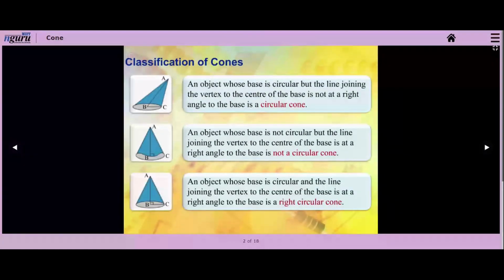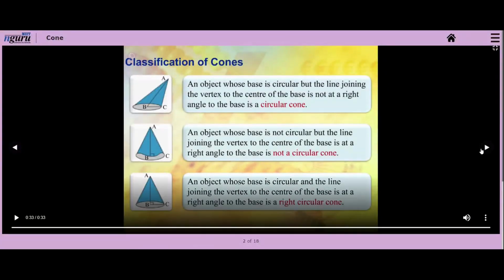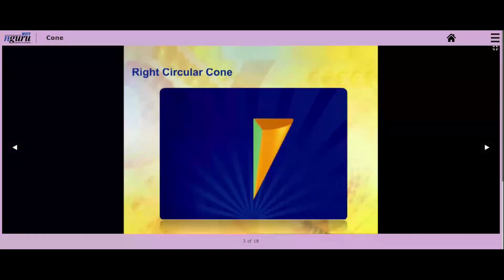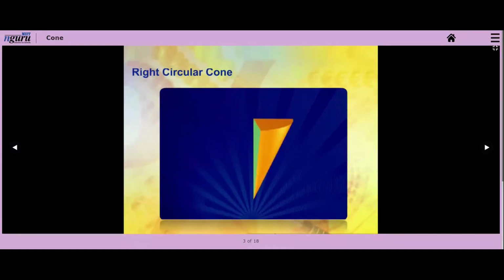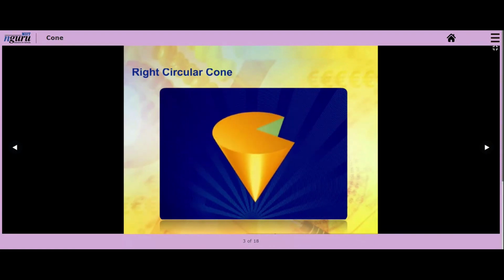An object whose base is circular and the line joining the vertex to the center of the base is at a right angle to the base is a right circular cone. So a right circular cone has the vertex joining the base at right angles. Observe that a right circular cone is obtained when a right triangle is rotated about any one side. Here, the line joining the vertex to the center of the base is at a right angle to the base.